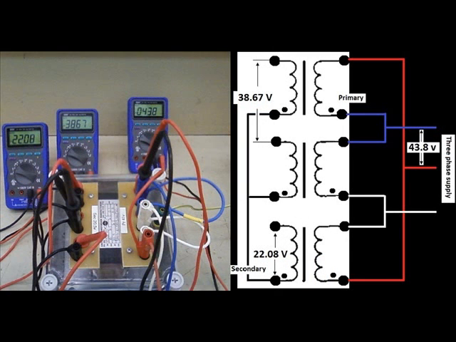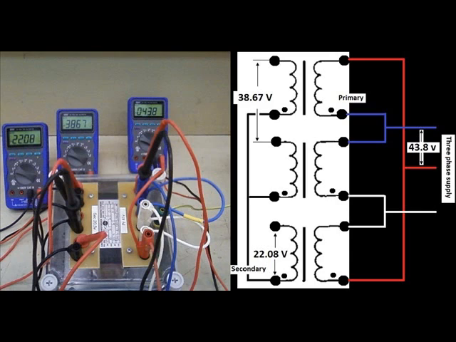The last configuration we've got here is the delta star configuration. So step down delta star, which is commonly used for distribution for step down transformers, 3.3 kV down to 415. You'll often see your high voltage 3-wire system go to a delta primary, and then step down to a 4-wire configuration for distribution to either domestic, commercial or industrial supplies.